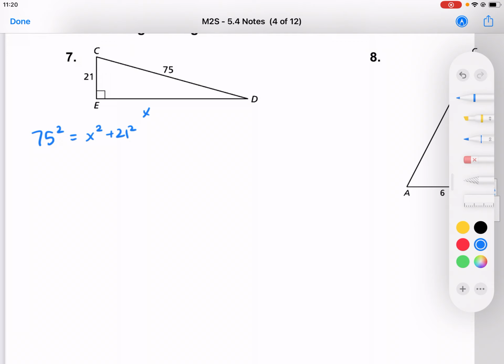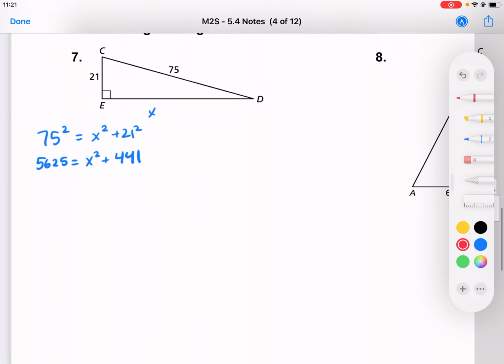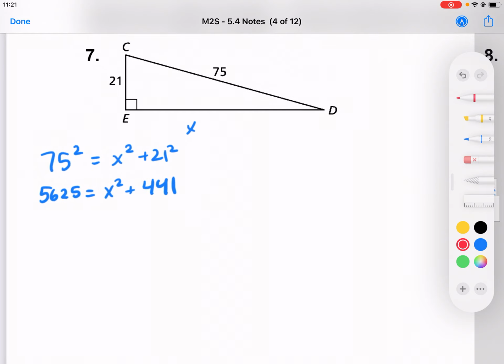75 squared is 5,625. 21 squared is 441. So I'm probably writing a little small. There we go. So I'll go ahead and subtract 441 from both sides.